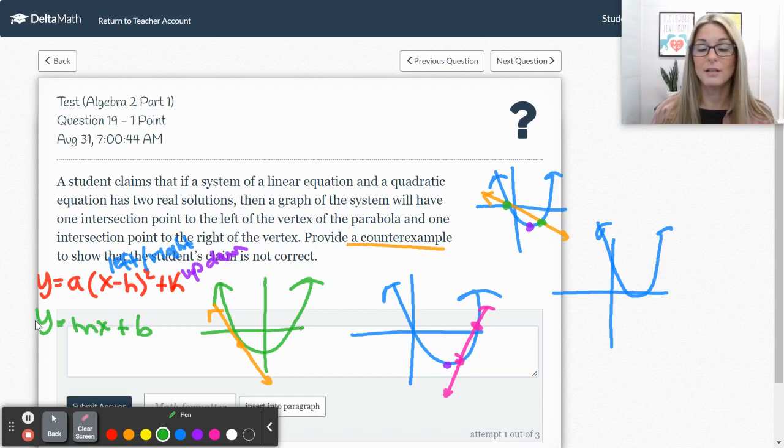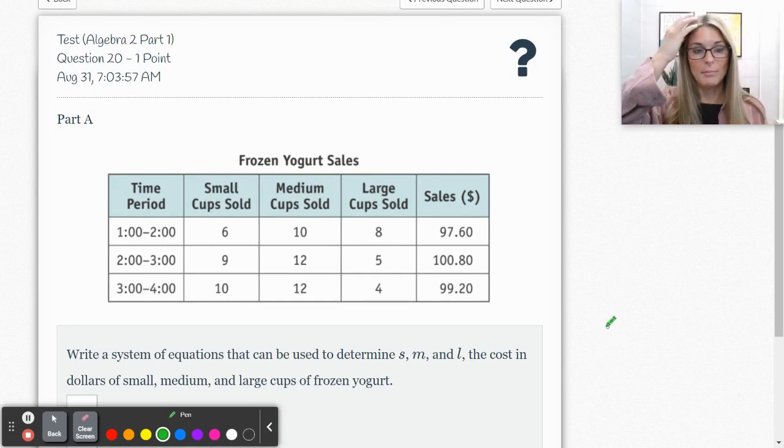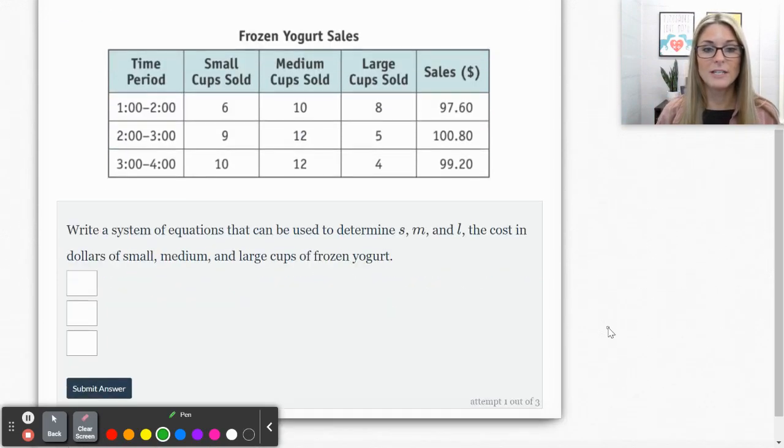We also have some examples where they don't intersect, and that could be true as well. Number 19 from your review, part A. We've got a part A question, and then we're going to follow up with part B. We've got frozen yogurt sales. Write a system of equations that could be used to determine S, M, and L for small, medium, and large: the cost in dollars of a small, medium, and large cup of frozen yogurt.